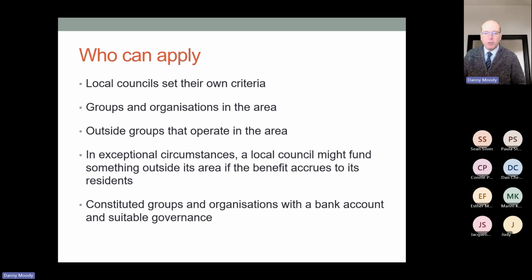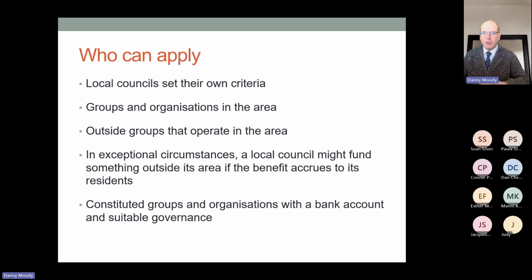Well, local councils can set their own criteria, but typically a parish council is constrained to doing things in its area. So I live in Helmden in West Northamptonshire. It would be unlawful for Helmden Parish Council to fund something that was going on in Braybrook, for example, in North Northamptonshire. So typically a parish council or a town council can only fund things that have a direct benefit to the area that they serve. So typically they're looking at grants and organisations in the area.